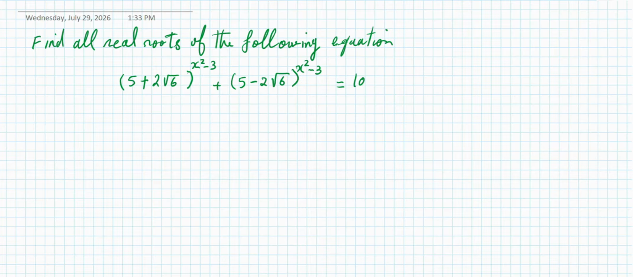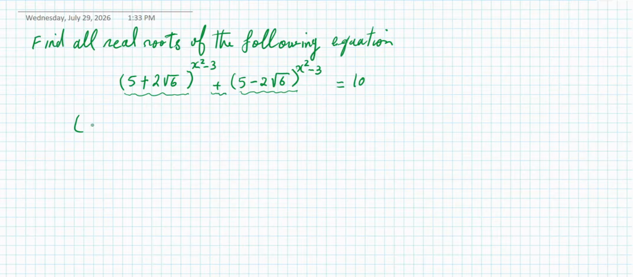But this addition sign here makes the problem difficult. It's difficult to isolate x value. Now, when we look at this equation carefully, we see that we may come up with a relationship between these bases, 5 plus 2 square root of 6 and 5 minus 2 square root of 6.